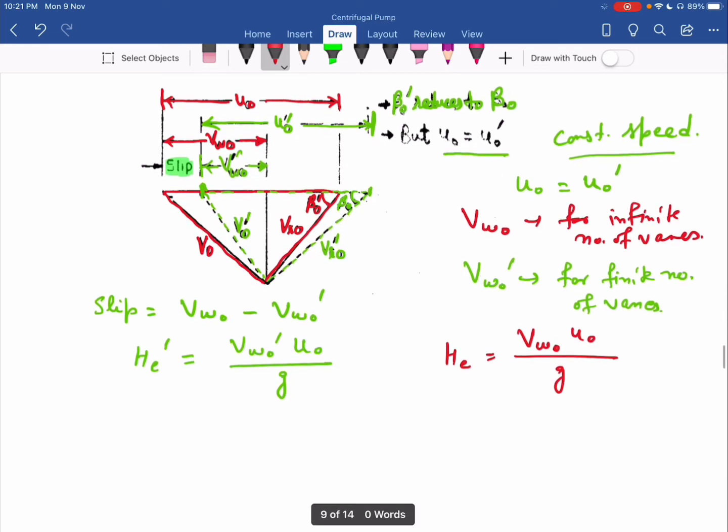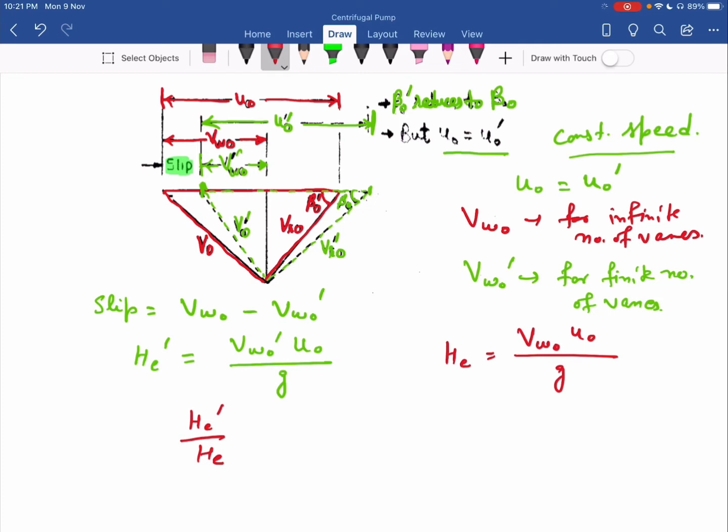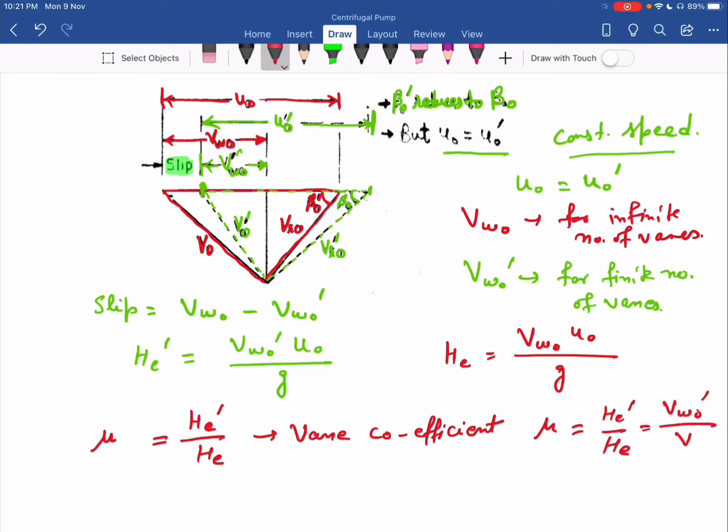Now the ratio of HE dash to HE, this is mu. Now this is called the vane coefficient. So mu is equal to HE dash upon HE. This is also equal to VWO dash upon VWO.